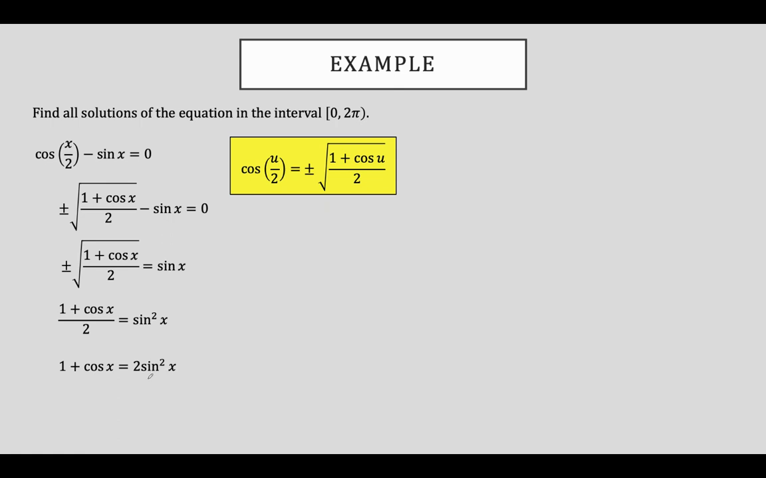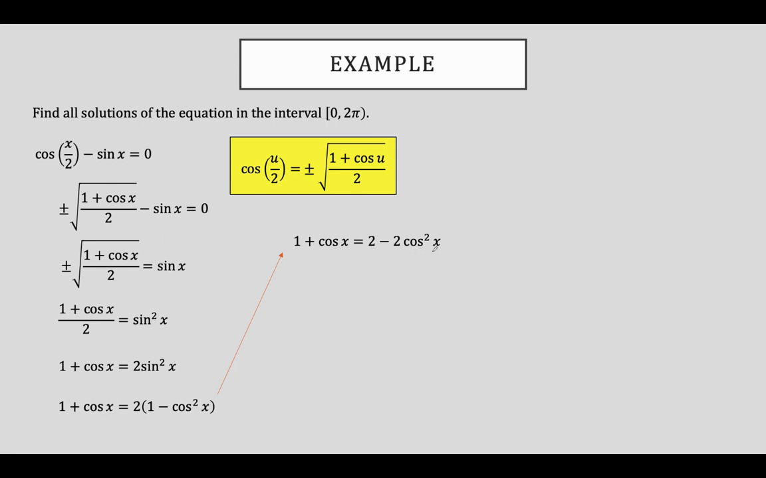Using a Pythagorean identity, we can replace sine squared x with 1 minus cosine squared x. That gives me 1 plus cosine x is equal to 2 times the quantity 1 minus cosine squared x. If I distribute that 2 through, I get 1 plus cosine x is equal to 2 minus 2 cosine squared x. And this gives us a quadratic.